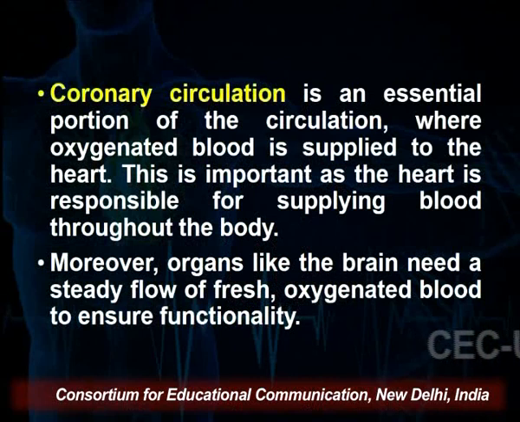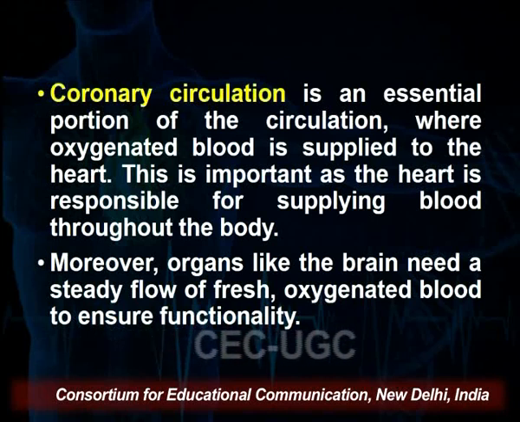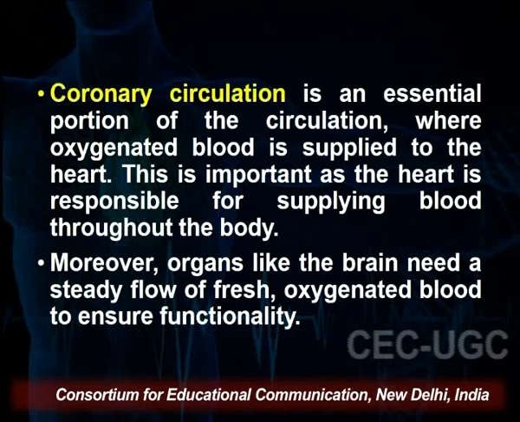Now the heart itself is a muscle and therefore it needs a constant supply of oxygenated blood. This is where another type of circulation comes into play, the coronary circulation. This is the last one, an essential portion of the circulation where oxygenated blood is supplied to the heart, and this is important as the heart is responsible for supplying blood throughout the body.